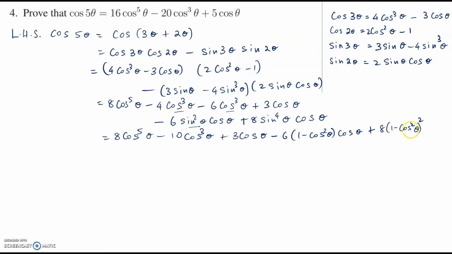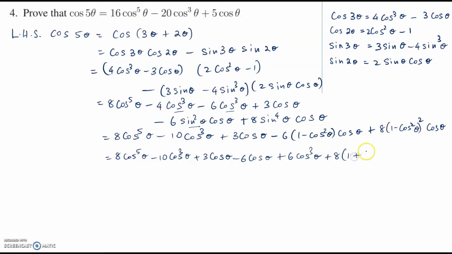So this is nothing but sine squared theta to the square, which will be sine to the power 4 theta into cos theta. So again, further simplifying, let's just bring these terms as they are. Cos to the power 5 theta minus 10 cos cube theta plus 3 times cos theta. And now let's expand this. This will be minus 6 cos theta. Minus into minus is plus 6 times cos squared into cos theta will be cos cube theta plus, let's expand this expression here.